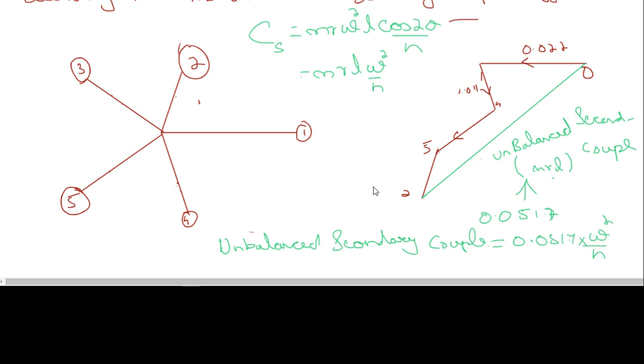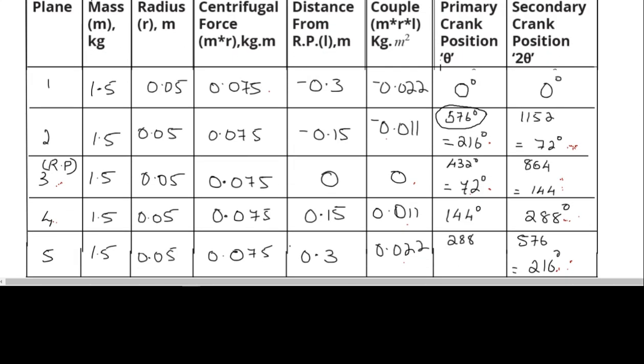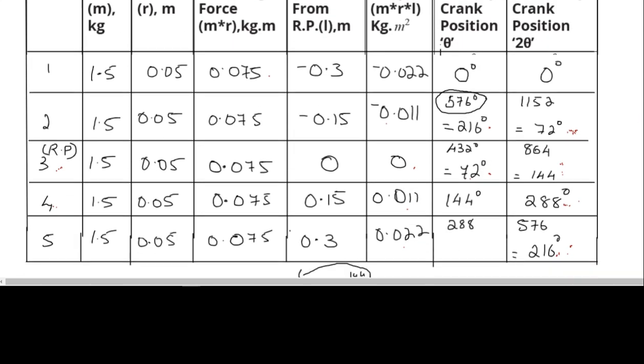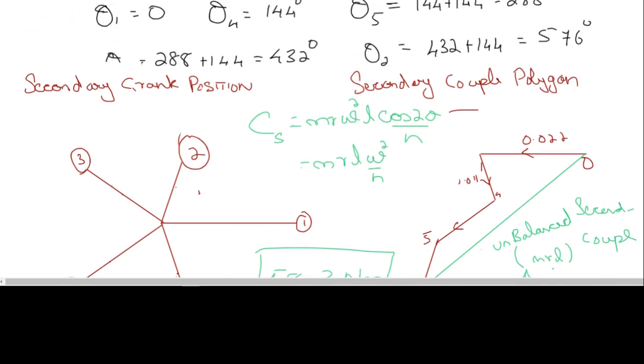And if you do it correctly, omega square is 62.85 and n is 3.5. The answer you should get is 58.3 Newton meter. So this will be the secondary unbalanced couple. So we have solved the entire thing. We found that the primary forces are not unbalanced, it is completely balanced. The primary couple is unbalanced. We have found the primary unbalanced couple, and we have drawn the secondary force polygon.